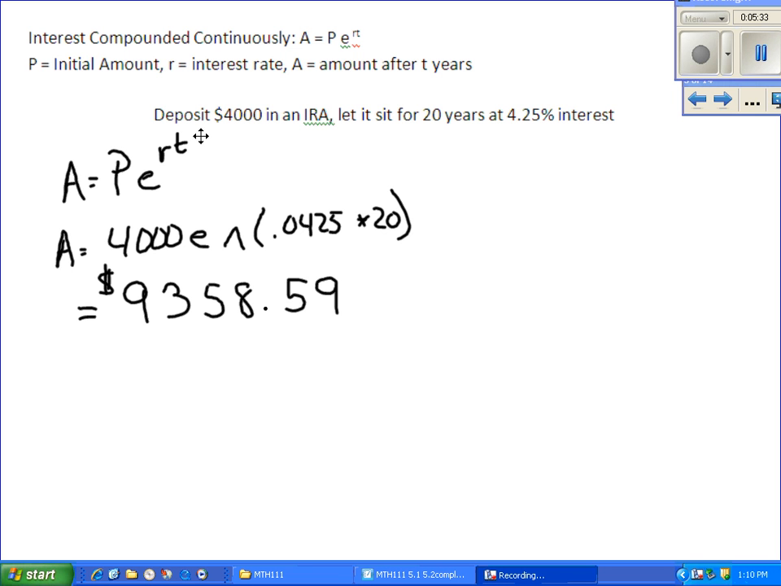So our example here, we deposit $4,000 in an individual retirement account. We let it sit there for 20 years, where it's compounded at 4.25% interest. Those were the days. So you can plug it into your calculator and get the total amount in the account after 20 years. That's a little more than doubled it over 20 years.